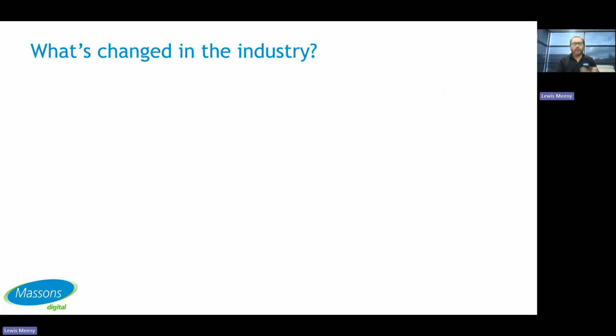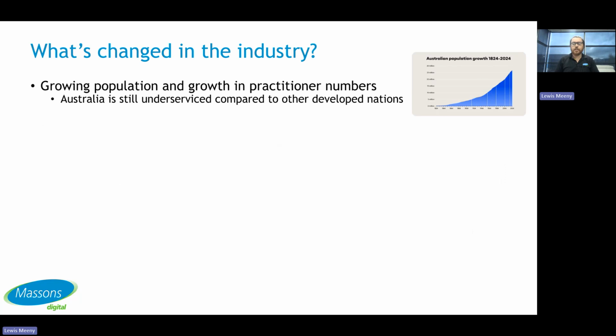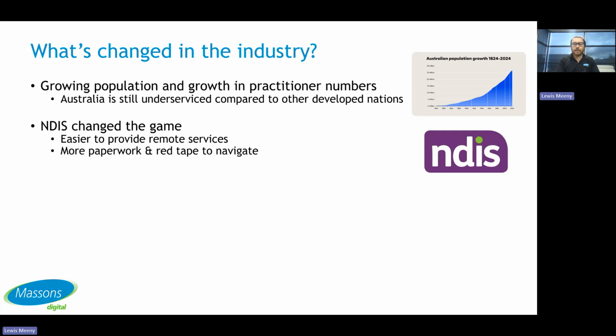So what's changed in the industry? Overall, there has been a growth in population and practitioner numbers. Australia is still underserviced compared to other developed nations, but the profession has still grown quite a lot, and so the market has grown commensurate with that. The introduction of things like the NDIS really changed the game, making it easier to provide remote services and let patients choose their own area of care.